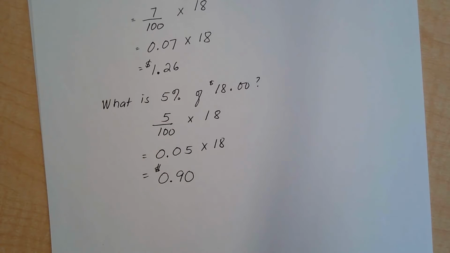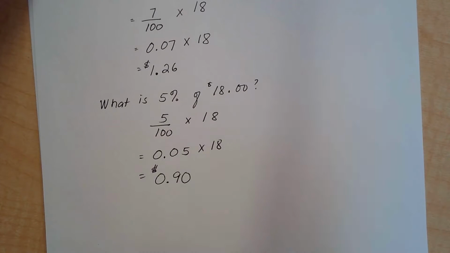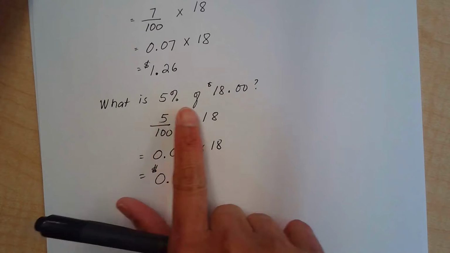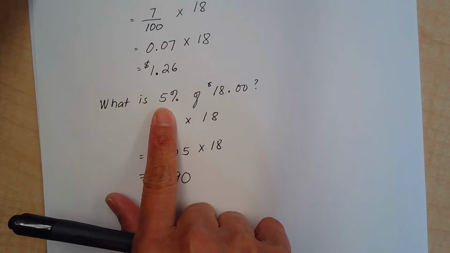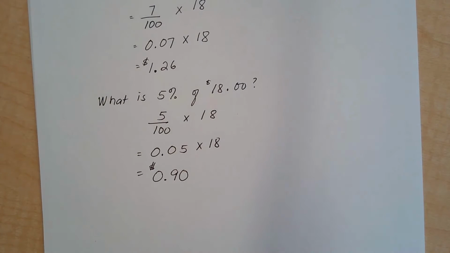Well, here we go. What does that mean? I figured out the 5% of that, and I know 5% is the GST. So this amount is how much the GST is for the calculator I bought.